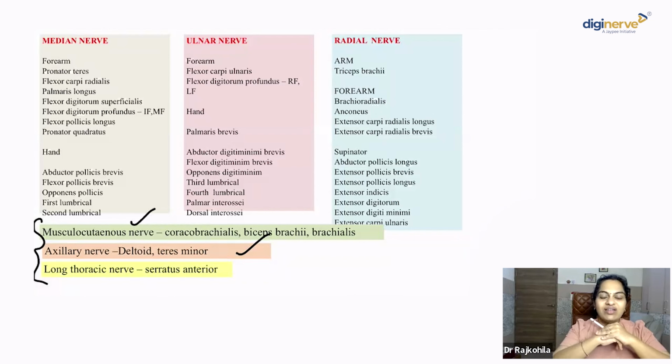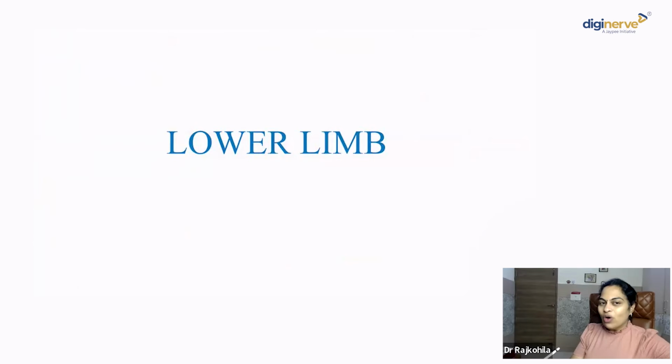Yes, we have done the nerve supply of around 50 muscles in the upper limb. Shall we move on to the lower limb now? Now let us move on to the nerve supply of the muscles of the lower limb, right?